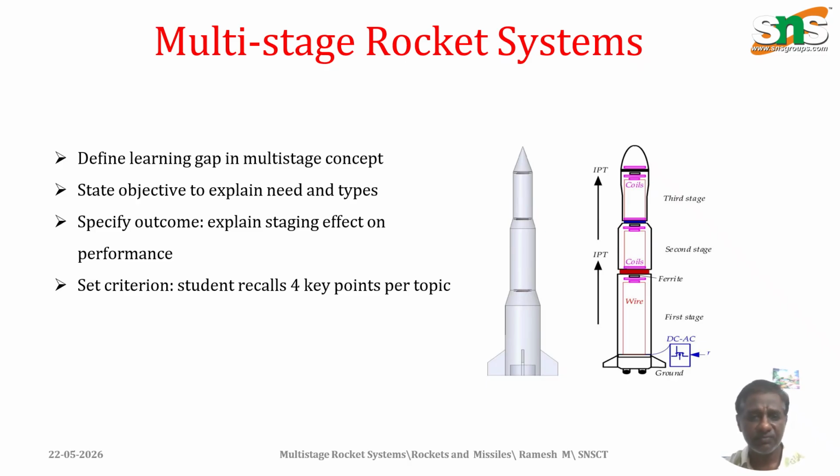Depending on mission requirements, rockets may use two-stage, three-stage, or even more complex staging arrangements. The choice of staging depends on payload mass, mission altitude, orbit type, and propulsion technology.